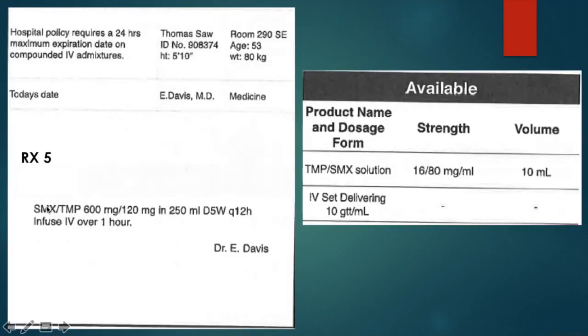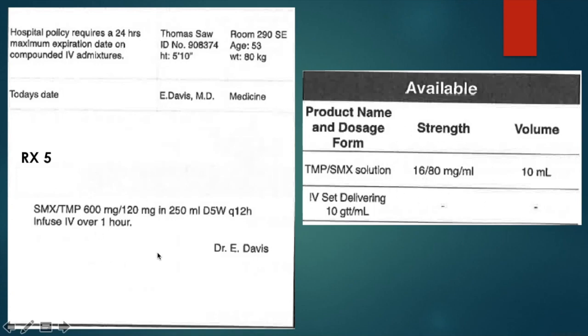Next question. Bactrim. 600 milligrams per 120 milligrams in 250 ml D5 every 12 hours. Infuse over 1 hour. I hope I'm bringing you guys a good variety of these kinds of questions, right? It's not like the same type. Each script is a little bit different, right? So that's good. So once again, where am I going to get this Bactrim?